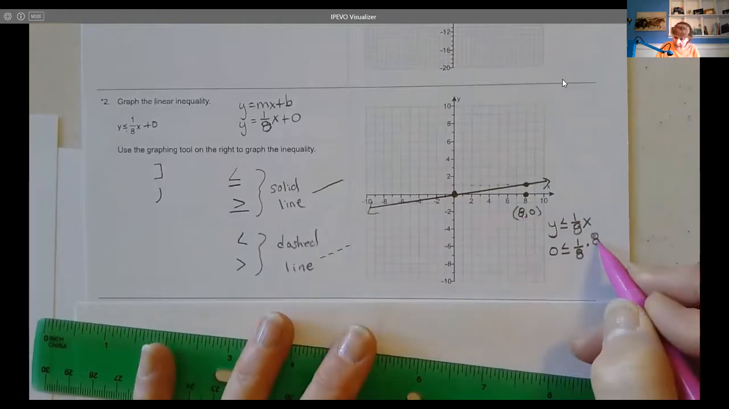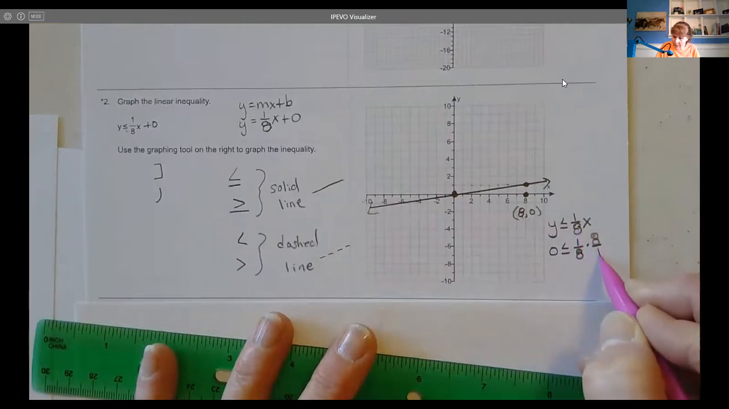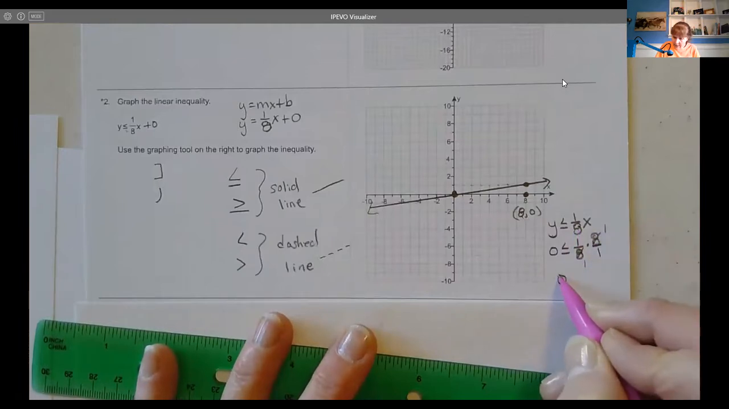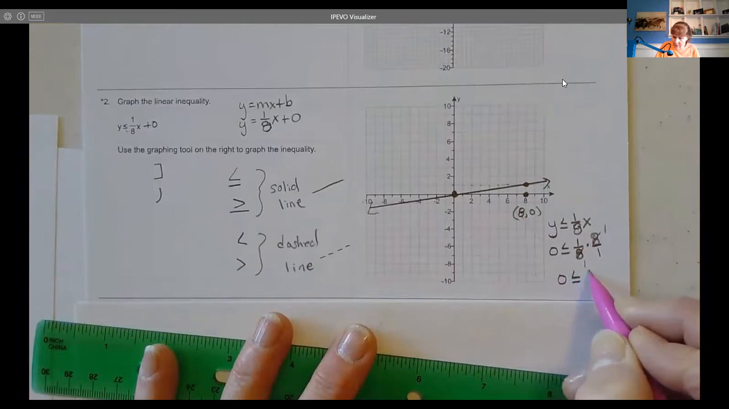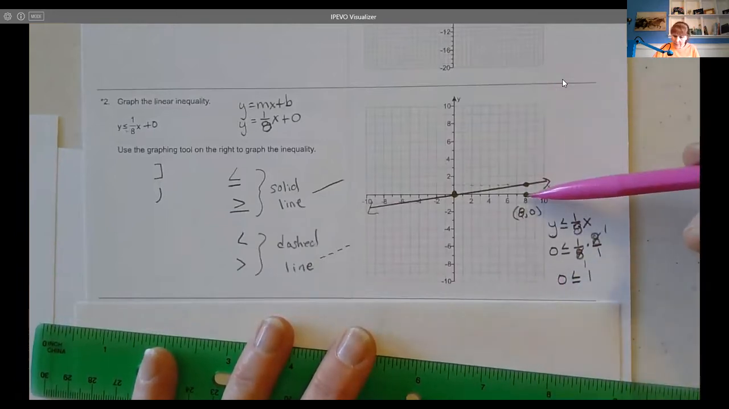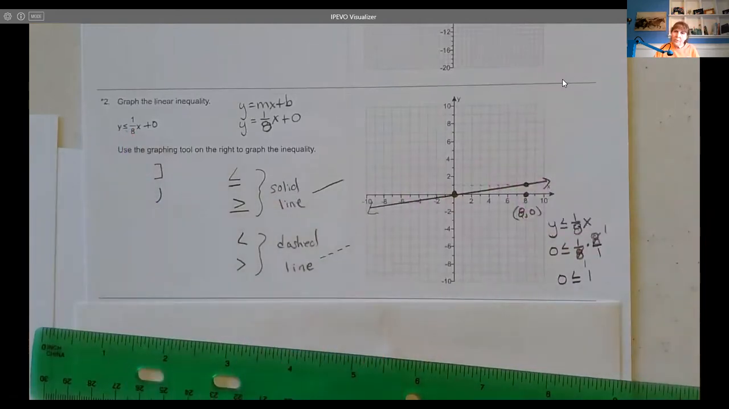Well, I'm going to put my 8 over 1, because I'm multiplying it by a fraction, and I'm going to reduce it. Is 0 less than or equal to the number 1? Yes, it is. Even though this point is not on the line, it's still a solution because of the inequality, which means you're going to have to shade where the solutions are found.